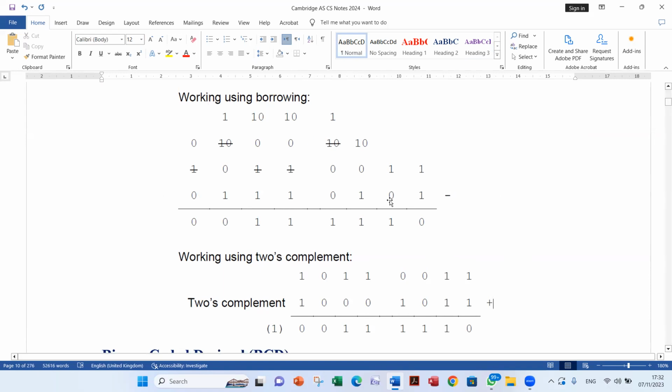Either using borrowing. So 1 minus 1 is 0. 1 minus 0 is 1. 0 minus 1 you cannot. You need to borrow 1 from here, which also you cannot. You need to borrow 1 from here, and this becomes 1, 0. And you borrow 1 from it, and it becomes 1. So here 1, 0, that is 2, minus 1 is 1. And here 1 minus 0, that is 1.